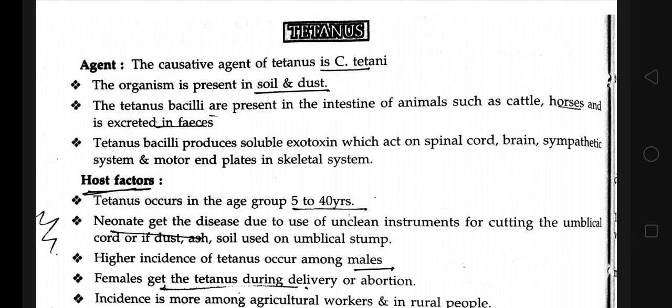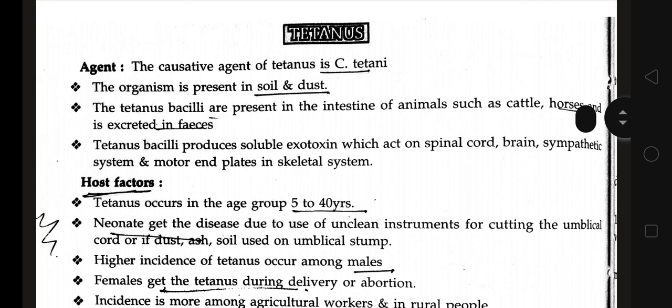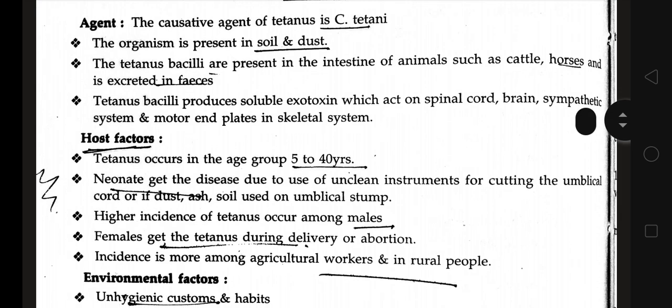The causative agent is C. tetani, and the organism is present in soil and dust. So whenever you get an injury, you will get the TT injection so that you won't get the infection. That is Clostridium tetani. The tetanus bacilli are present in soil and dust, and in the intestine of animals such as cattle and horses, and are excreted in feces.